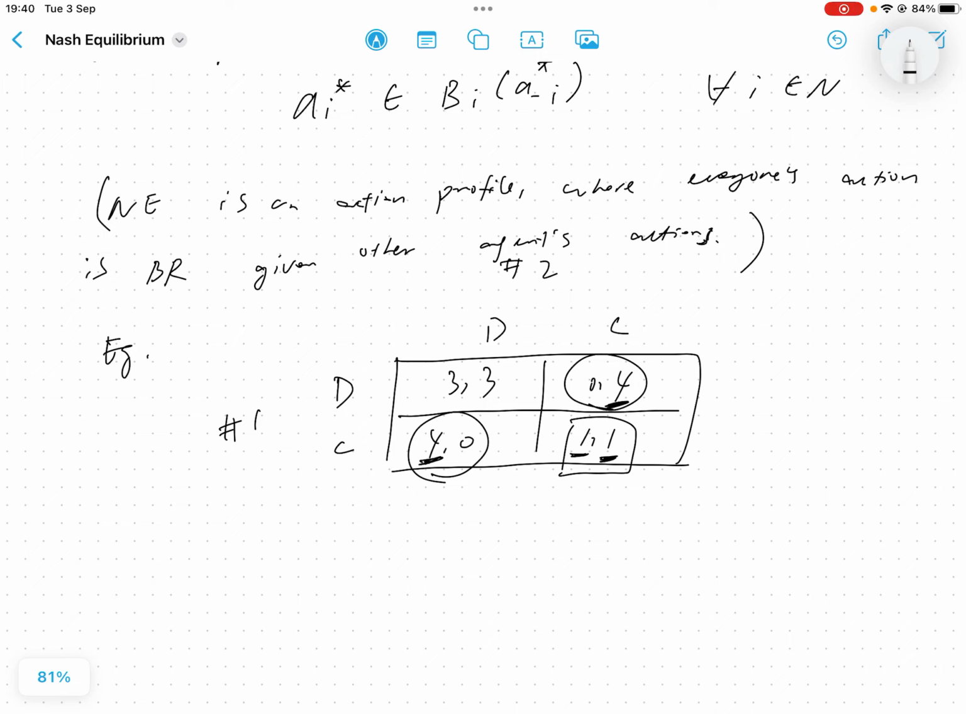So why are the other two, this one and this one, not Nash equilibria? The reason is that, suppose player 2 is playing D and player 1 is playing C. This is a best response for player 1. But if player 1 is playing C, then player 2 should choose C. So this D, to get this 0, is not a best response for player 2. It's not the ideal action that player 2 should be choosing. So this one and this one are not best responses for the other player.